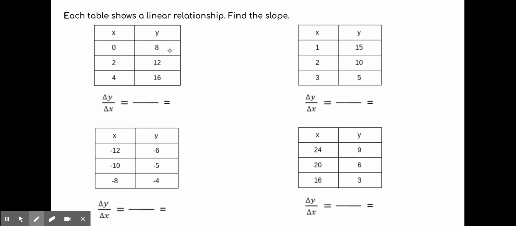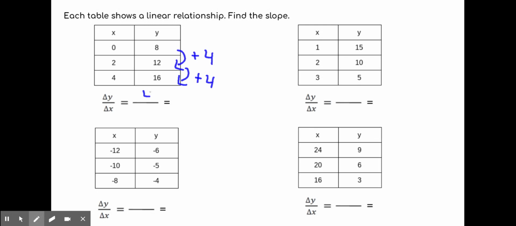Okay, so change in y. How do I get from 8 to 12? Well, I get from 8 to 12 by adding 4. Right? So I could do 12 minus 8 on my calculator and get 4. I could also see on a number line that from 8 to 12, I would skip 4 spaces. Okay? How do I get from 12 to 16? Once again, I add 4.